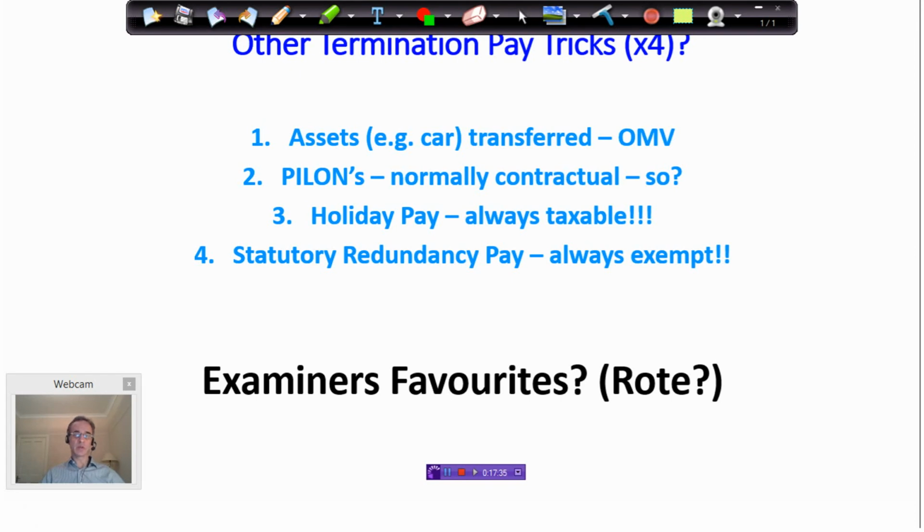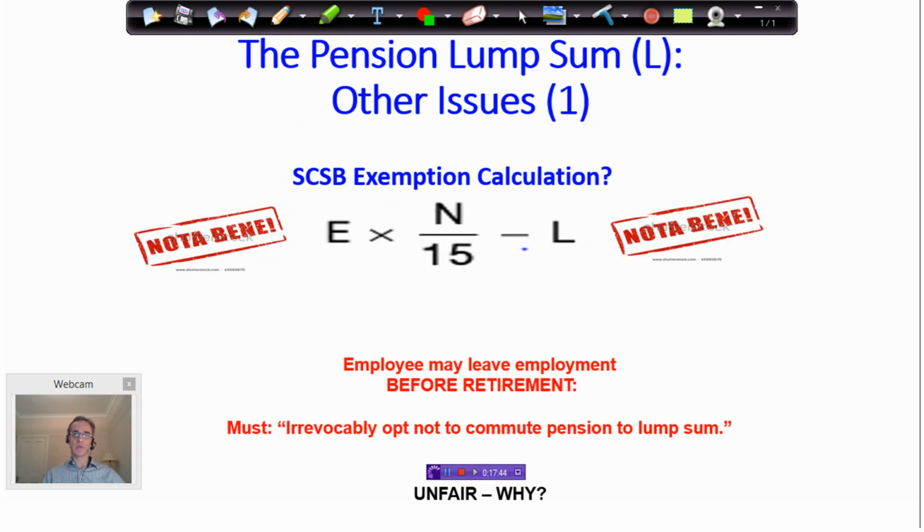Okay, these sorts of things you're going to really get by a certain amount of rote learning and a certain amount of question practice. So just watch out for those four. Okay. Now, just one or two other issues in relation to this pension lump sum. You'll remember that was part of our formula for the SCSB calculation. Okay. Now, we're talking about average emoluments to the date of termination over our years divided by 15 minus the pension lump sum.